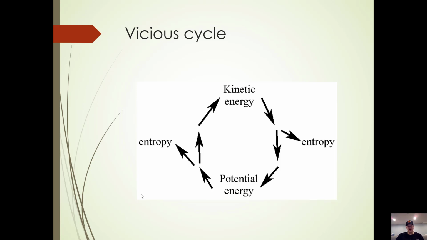So it's a vicious cycle. We've got our kinetic energy, we convert it to potential energy, we create entropy. Oh, we're taking our potential energy and turning it into kinetic energy. Oh, we create more entropy. It just goes on and on and on.